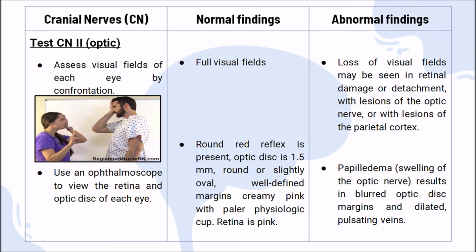Third, assess visual fields of each eye by confrontation. Normal findings: clients have full visual fields. For abnormal findings, loss of visual fields may be seen in retinal damage or detachment, with lesions of the optic nerve, or with lesions of the parietal cortex.